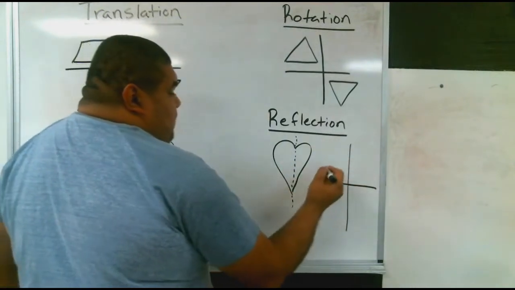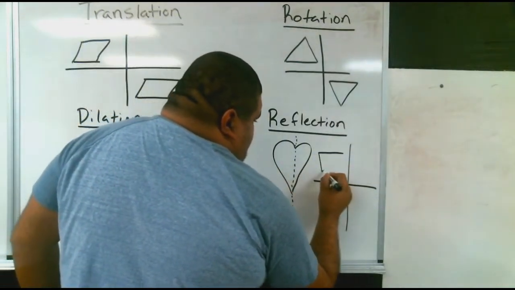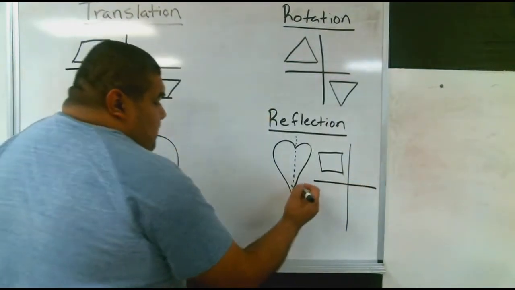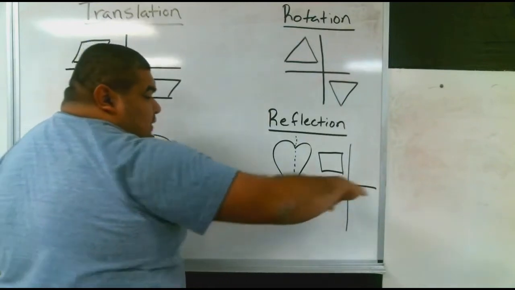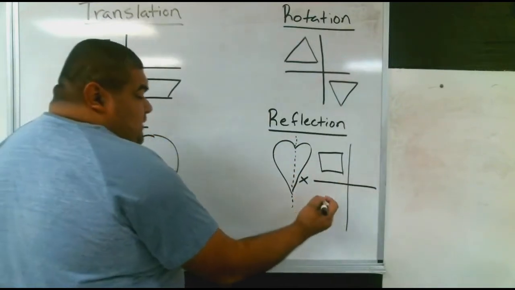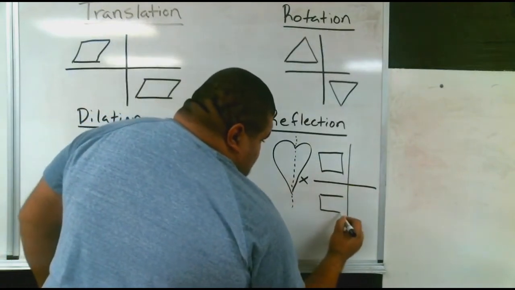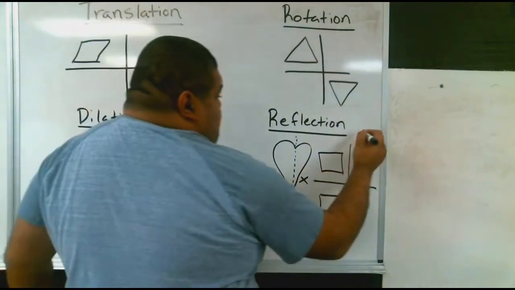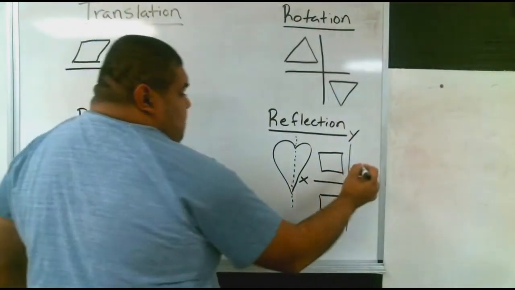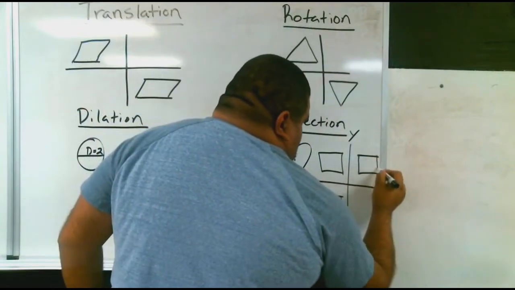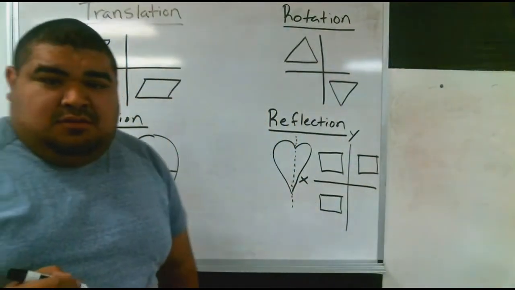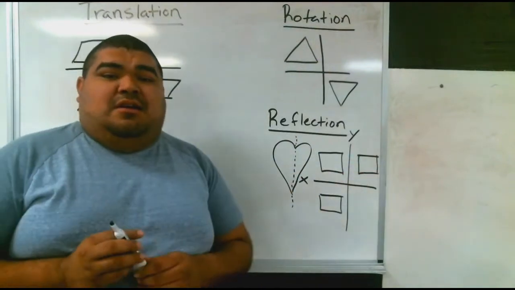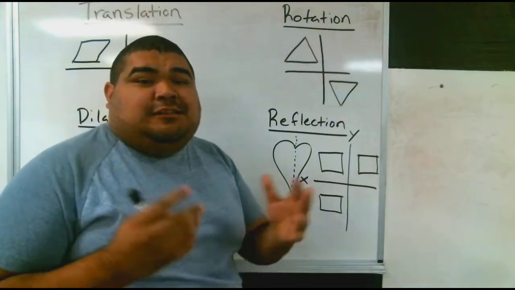Again, I'm going to go to the second quadrant here. If I have this square and I want to reflect it on the x-axis, remember, x-axis is horizontal. If I want to reflect it on the x-axis, it's going to look down here. If I want to reflect it on the y-axis, it's going to look over here. So if you're doing y-axis, x-axis. All right, so like I said, very, very simple day.